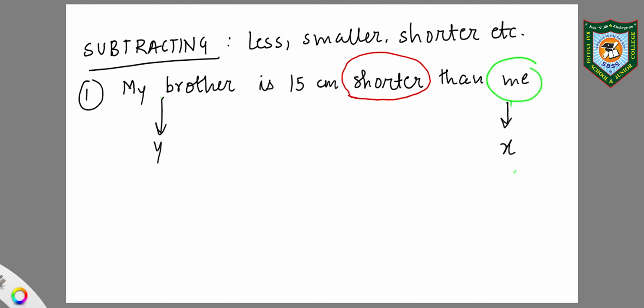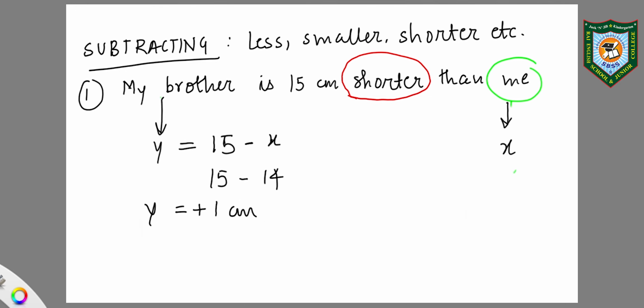So my brother is 15 centimeters shorter. So y is equal to 15. Now shorter means minus. Now if I place the minus sign here and then I write x, that means my height has to be less than 15, because if my height is less than 15 centimeters, then the height will be positive. That means this will be plus 1. But there is no human being who has a height of 1 centimeter.